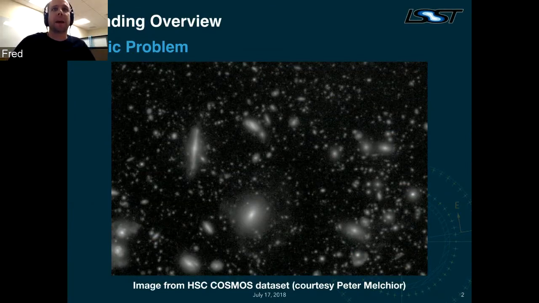The reason becomes pretty obvious when you look at an image. This is an HSC image, and you can see that you just have huge blends. Most objects are blended. So to do any reasonable science with this, we have to have some handle on how to deblend these objects.